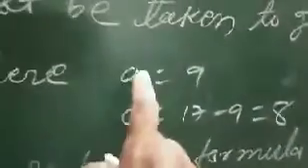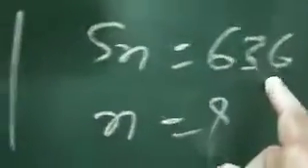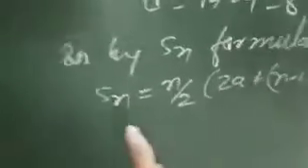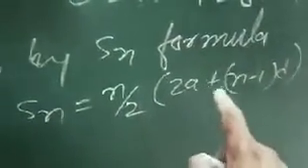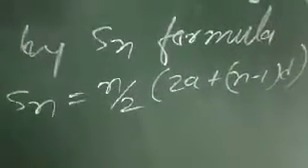Okay, so here a is equal to 9. It means the first term of the AP. In the AP there is given 9, 17, 25, so the first term here is 9. So a equal to 9, then d we know: T2 minus T1 is equal to 8. And Sn, the sum of the terms, is 636, and n we find here. So by the Sn formula, Sn is equal to n by 2 into bracket 2a plus (n minus 1) multiplied by d. This formula we use and find n.